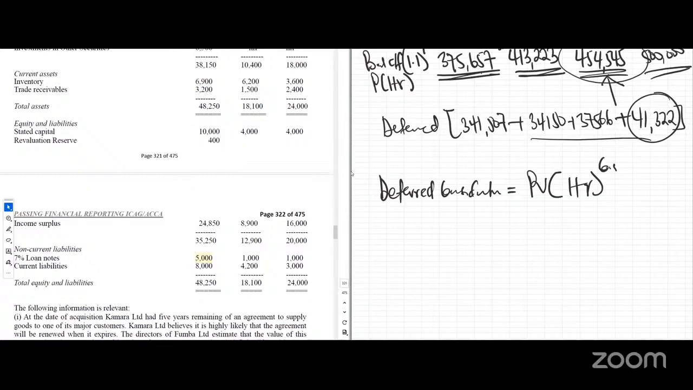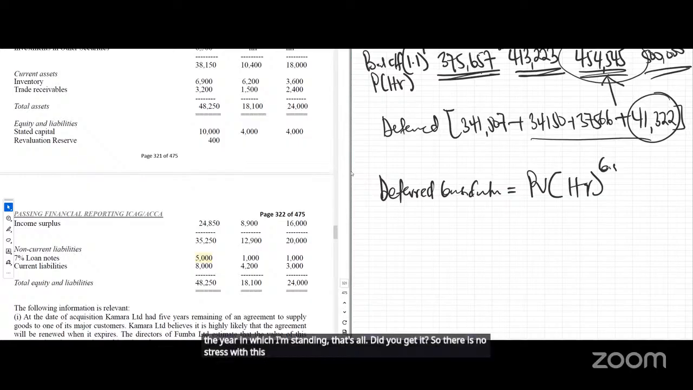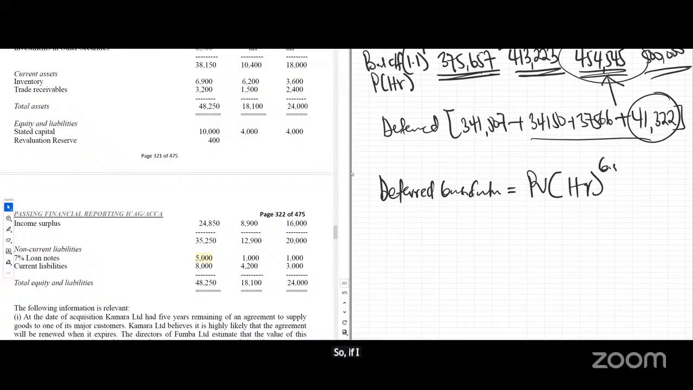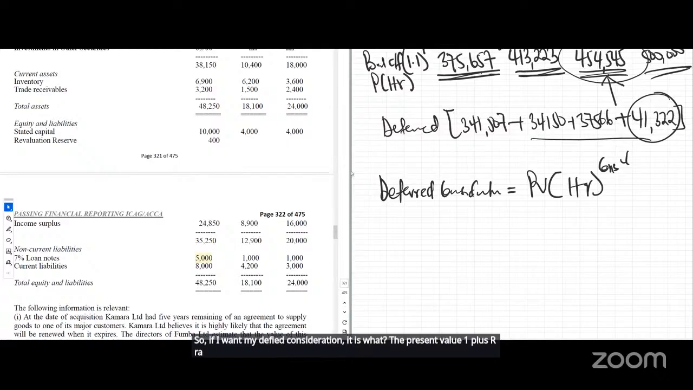Did you get it? There is no stress with this table, but I wanted you to get the understanding first. So if I want my deferred consideration, it is the present value times 1 plus R raised to the power of the consolidation year, the year I'm standing in. Let's try it and see.